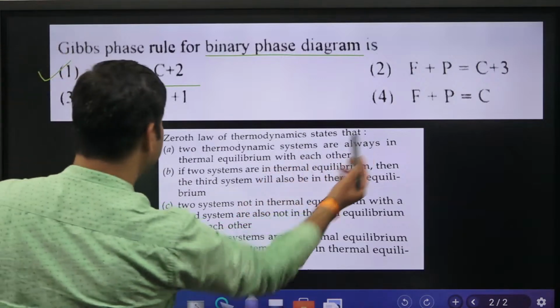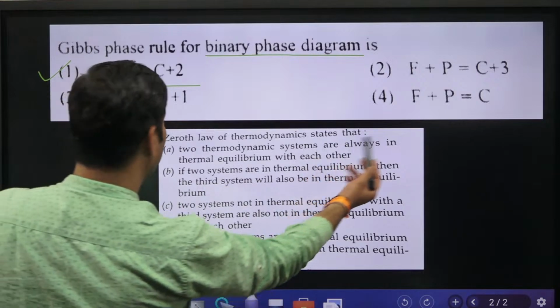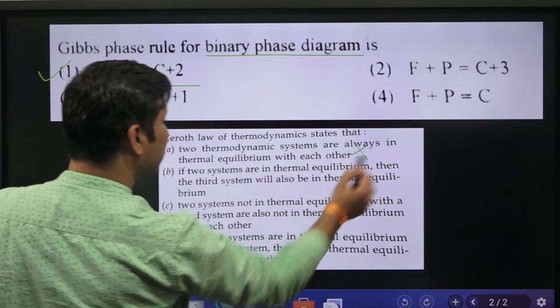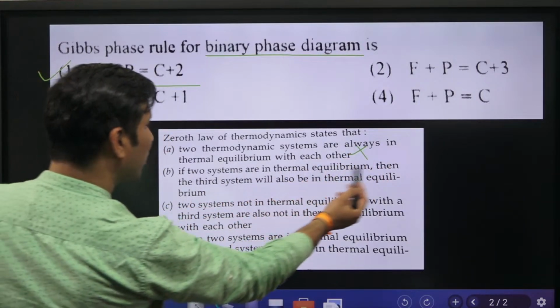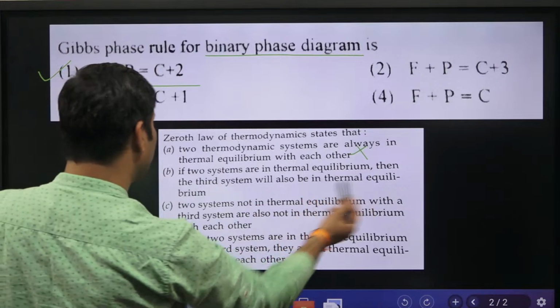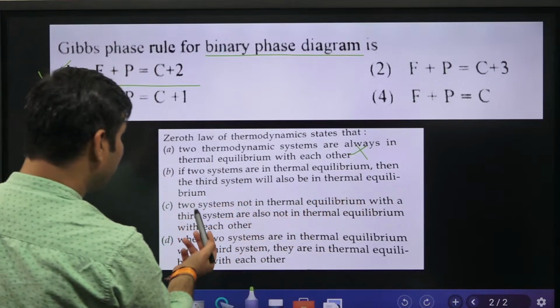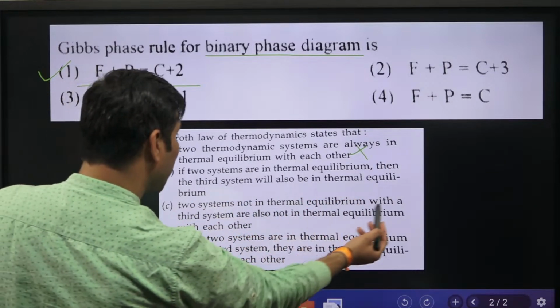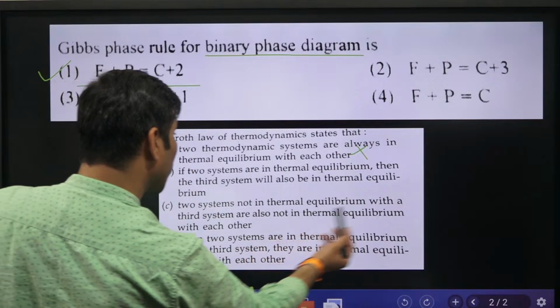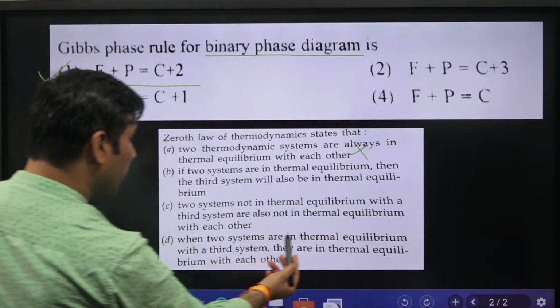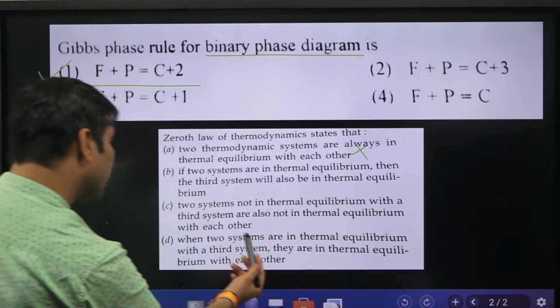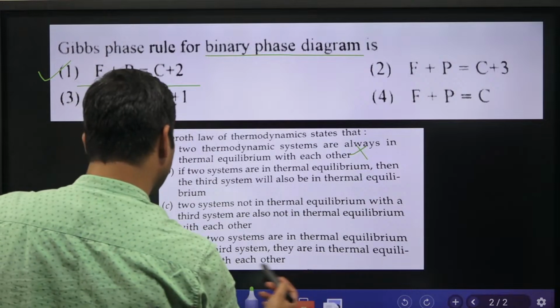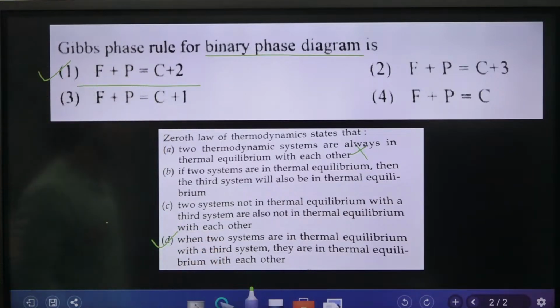Zeroth law of thermodynamics states that two thermodynamic systems are always in thermal equilibrium with each other. That doesn't make any sense. If two systems are in thermal equilibrium, then the third system will also be in thermal equilibrium. That also doesn't make sense. Two systems not in thermal equilibrium with a third system are also not in thermal equilibrium. When two systems are in thermal equilibrium with a third system, they are in thermal equilibrium with each other. So option D is right.